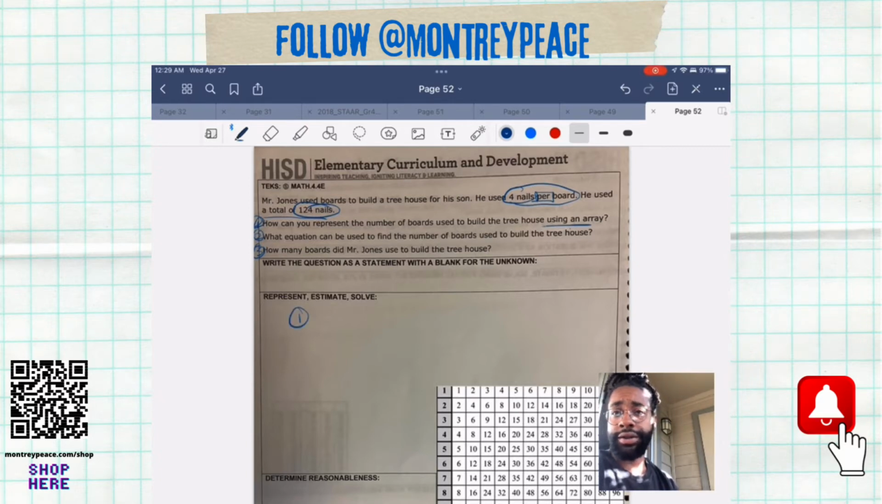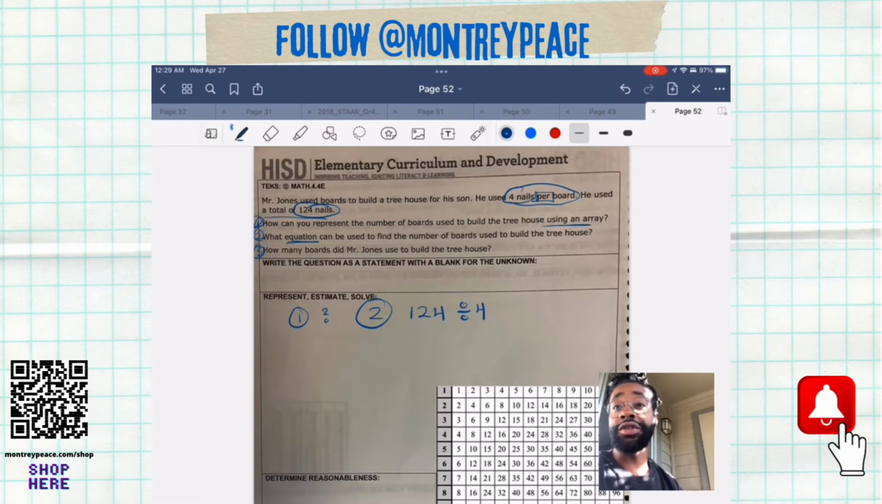I'm not going to lie to you. I'm not going to do the array because I'm not 100% sure on what that looks like. I have an idea, but I'm not going to do it in this video. I'll do another video about arrays, using those with division. But what I am going to do is we're going to write the equation.